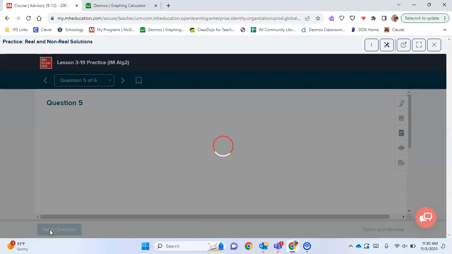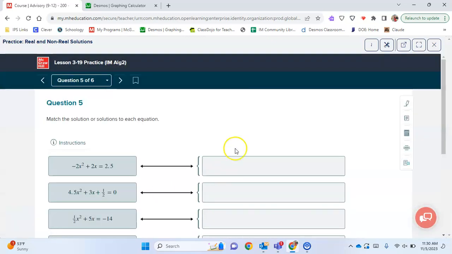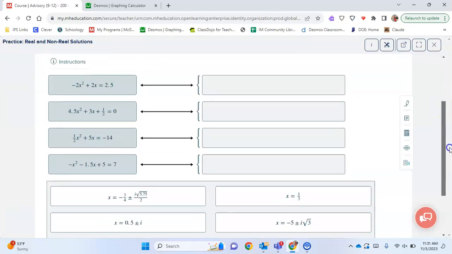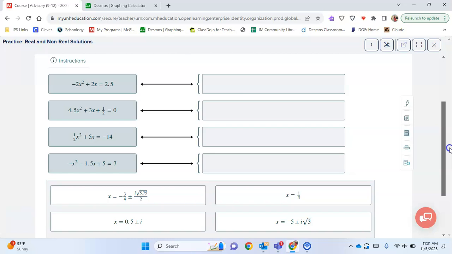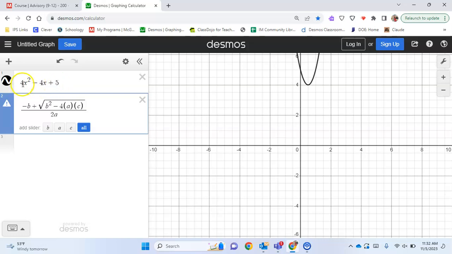Question 5. Match the solution or solutions to each equation. All right, to solve these, we're going to use the quadratic formula. For the first one, I'm going to multiply each term by -2. Multiplied by -2, I get 4x squared minus 4x, and then that would be -5, but we would add it to both sides to be +5. That would mean A is 4, B is -4, and C is 5.